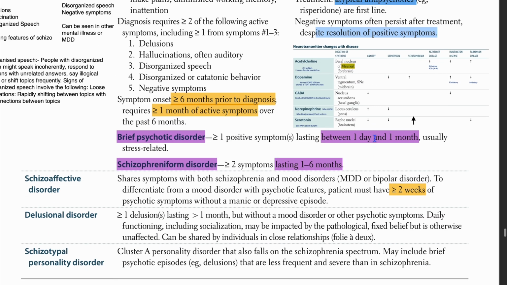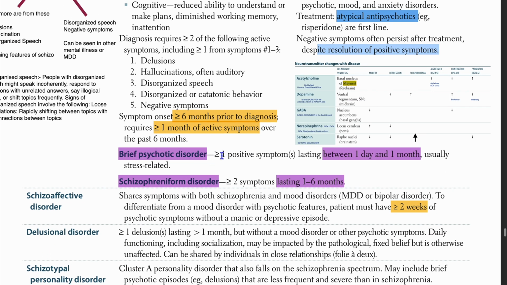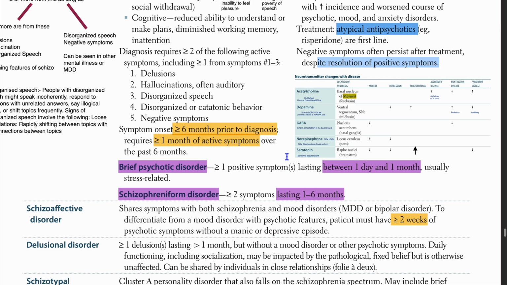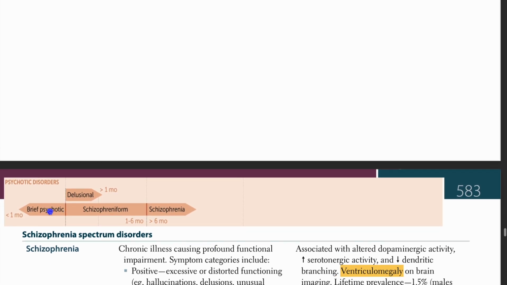Okay, cool. And then we have brief psychotic disorder. This is one or more positive symptoms. Remember, those are this. Lasting between 1 day and 1 month, usually stress related. So it's less than 1 month. It doesn't go beyond 1 month.